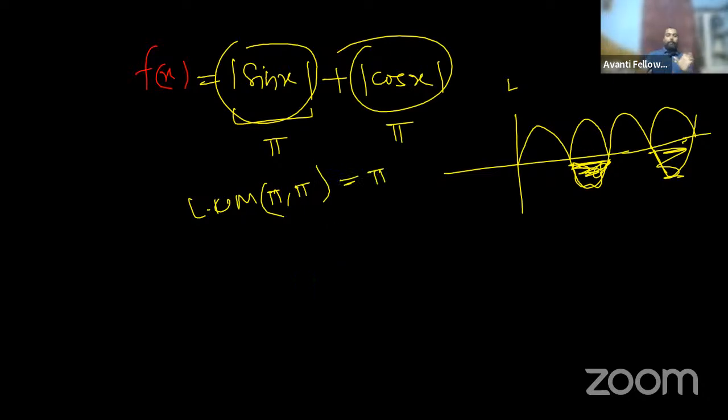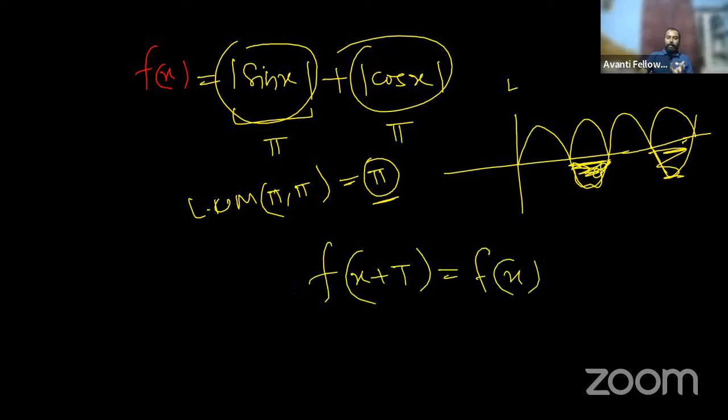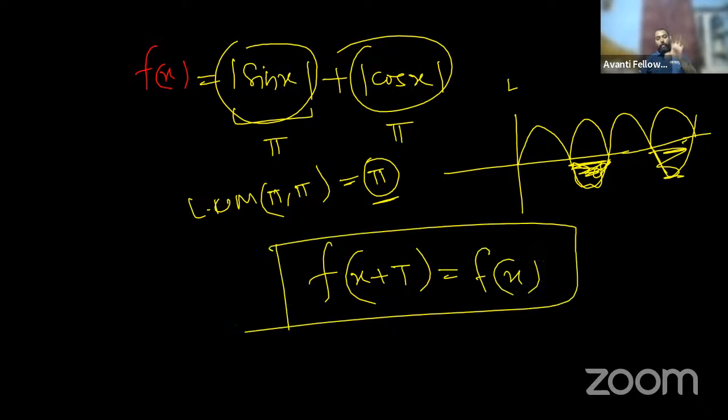Okay, the LCM of pi is pi. But for 2 pi also it will be working. But the smallest positive value of t, which is pi, for which f of x plus t is equal to f of x will be working. The definition works for this period pi, right? So the correct answer is pi. The period of mod of sin x plus mod of cos x is pi. Clear everyone? Clear?